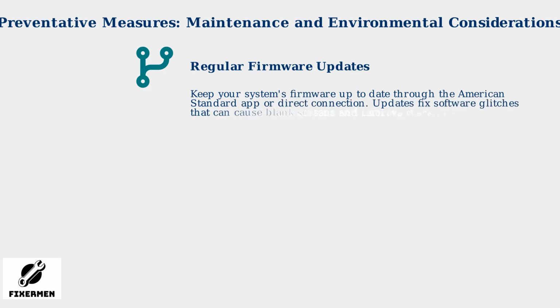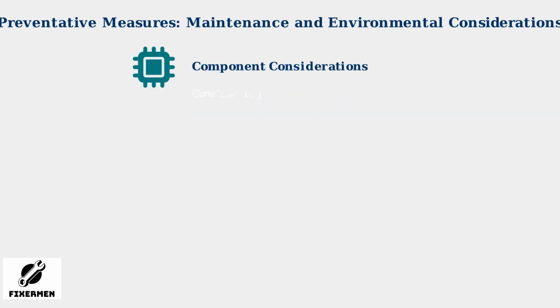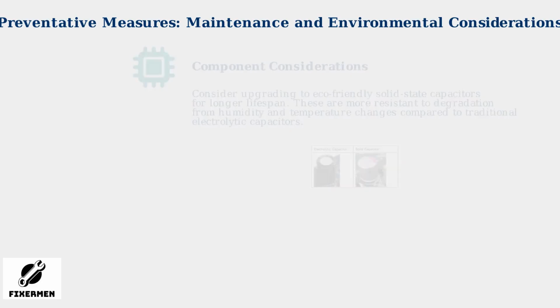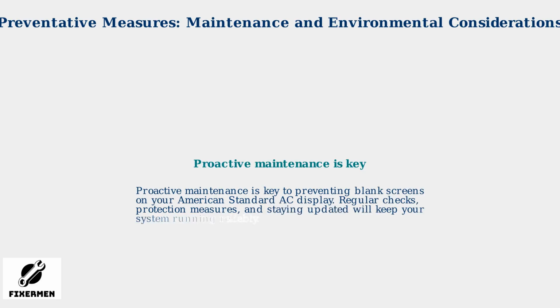Regularly check for and install firmware updates. American Standard provides updates that address software issues causing blank screens. Staying current ensures your system remains reliable and efficient. For extended component lifespan, consider solid-state capacitors. The image compares traditional electrolytic capacitors with more durable solid-state alternatives that better withstand environmental stresses. In summary, proactive maintenance is the key to preventing blank screens. By following these preventive measures, you can ensure your American Standard AC display remains functional and reliable.